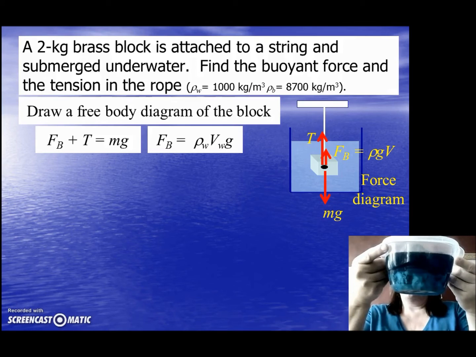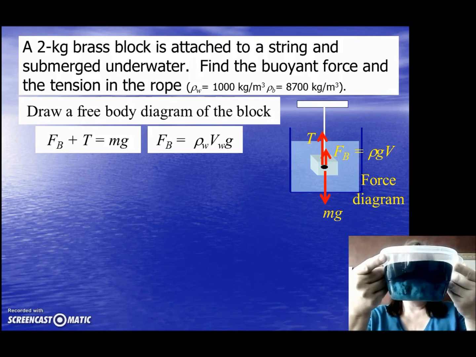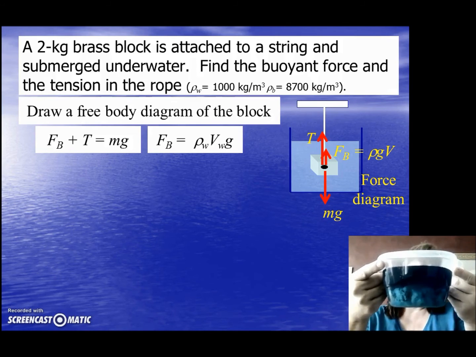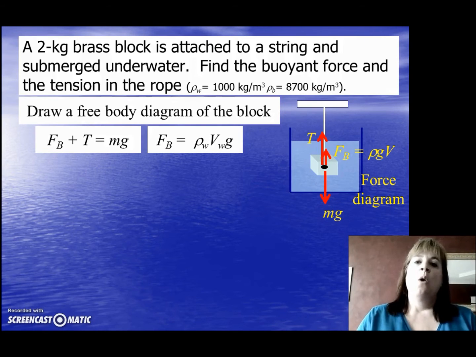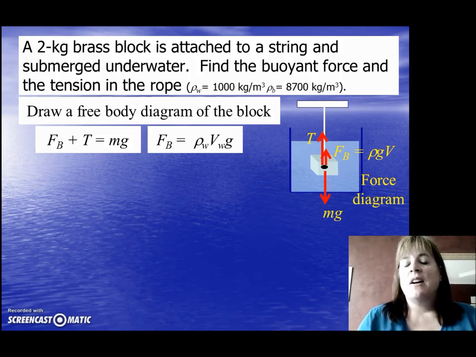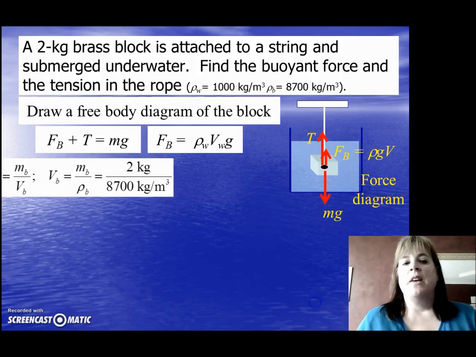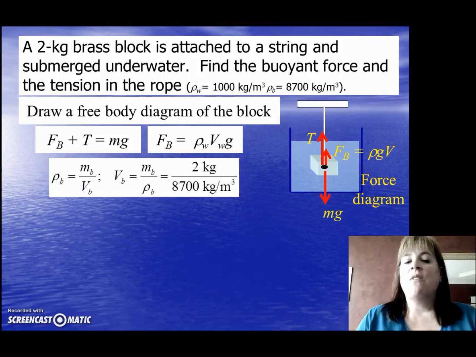But how do I find the volume of the water displaced by this block? Well, it's completely submerged, right? Which means that the volume of the water that was displaced is equal to the volume of the object itself. But how do I find that? I didn't give you that information. Well, I did give you the density of the brass, and I gave you the mass, right? And density is mass over volume. So we can just rearrange that equation, and we can find out that the volume of the block itself is the mass divided by its density. And remember that the volume of the block, because it's completely submerged, is equal to the volume of the water that's been displaced.